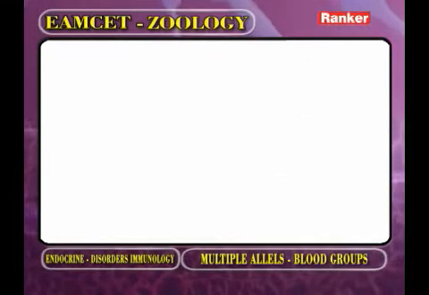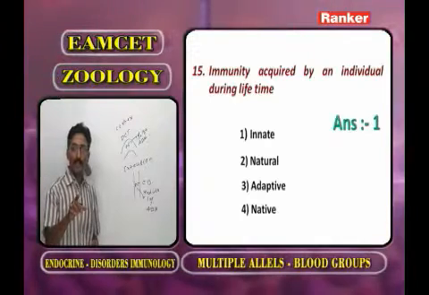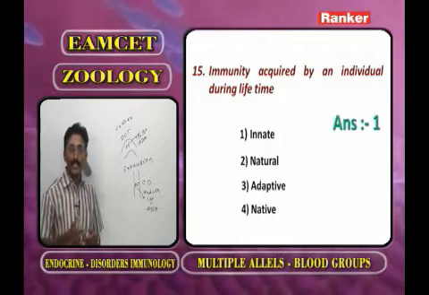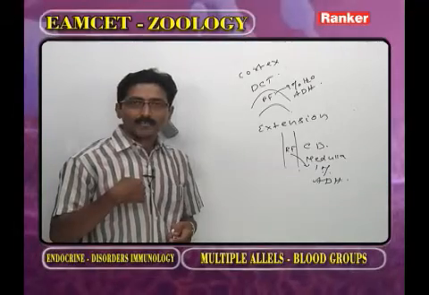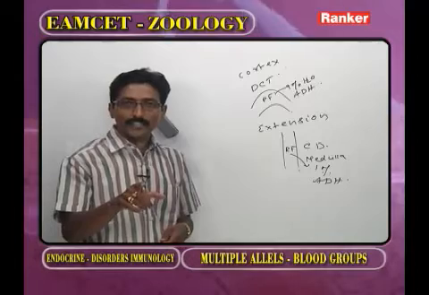Next one. Immunity acquired by an individual during the lifetime. What is meant by immunity? Immunity means the resistance power. Whenever the antigen enters into the body, we are getting the immunity. That is the property of antigen.